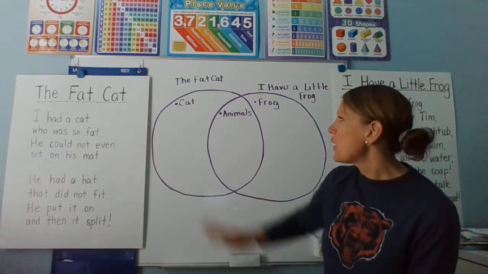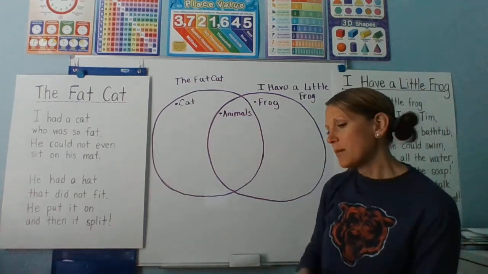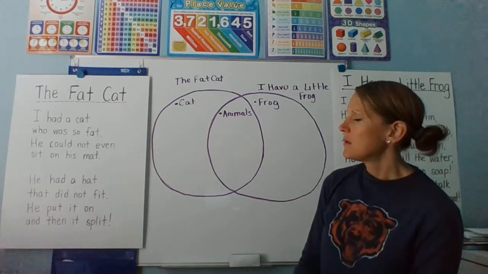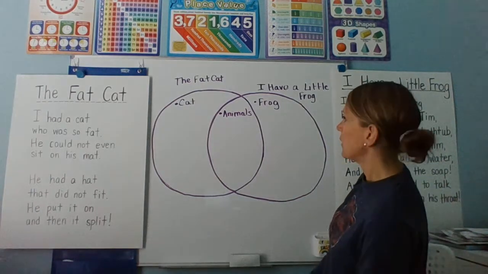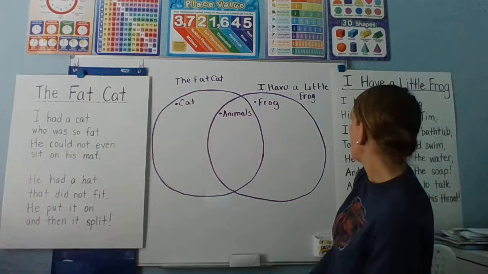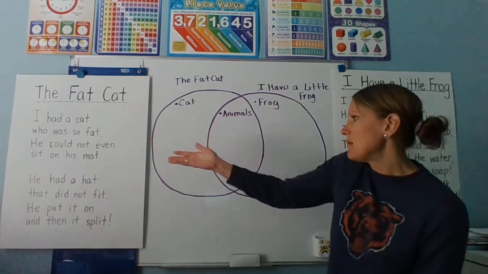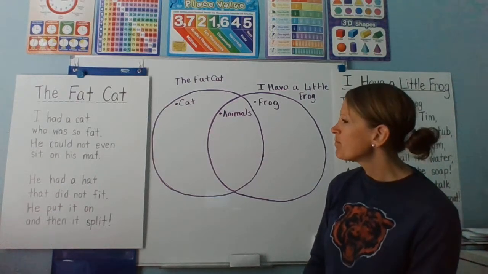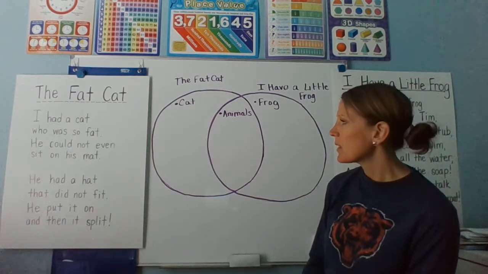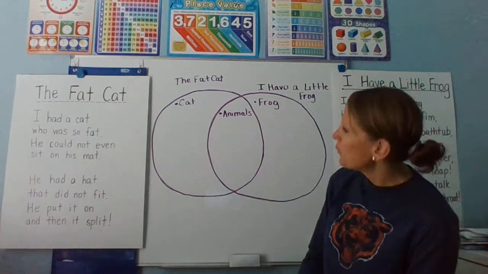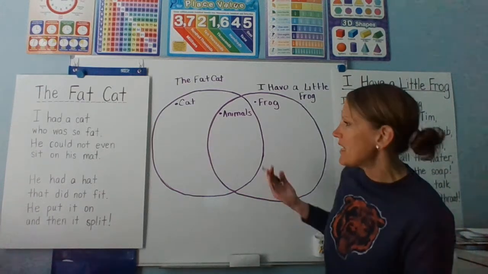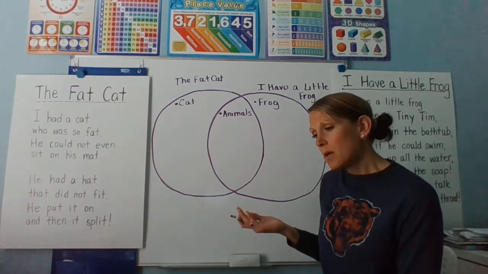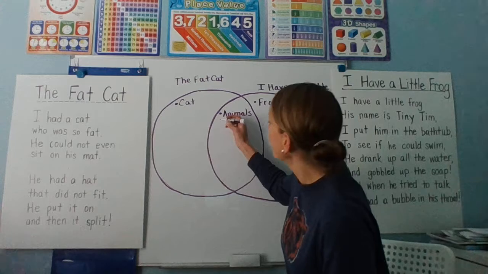How about, because we know we could say this is a mammal and this is a reptile, but what else do you notice about them? Oh, the frog's name is Tiny. Okay, Tiny Tim. We do know that, but is there anything really to contrast it? This one's fat and this one got a bubble in its stomach. Okay, one's fat and one has a bubble. Do they both have problems? Yeah. Okay, so we could put that they both have problems.